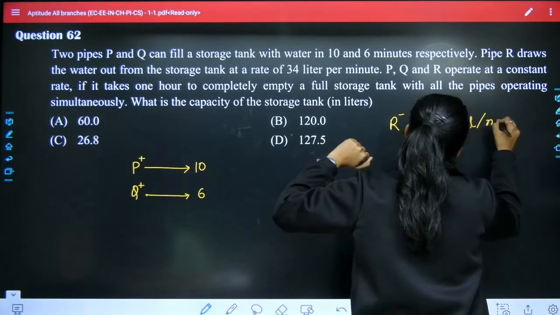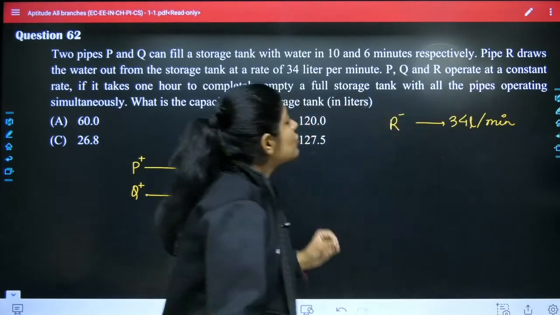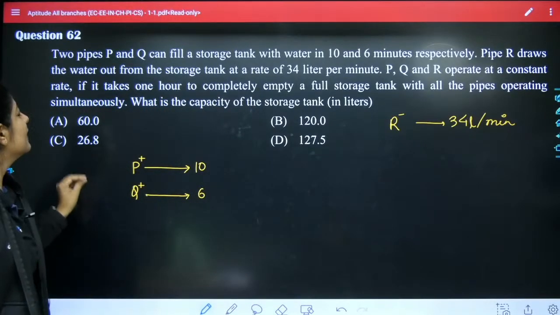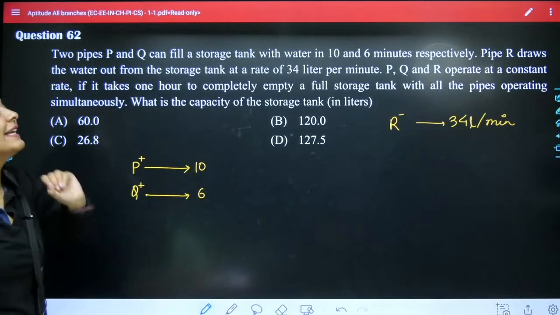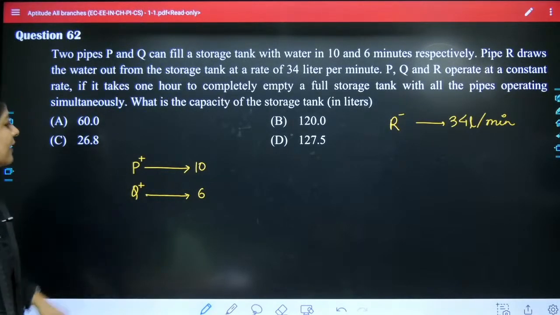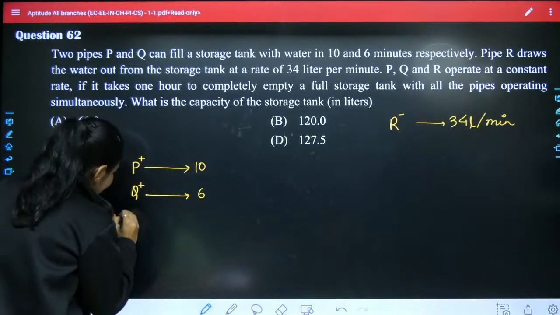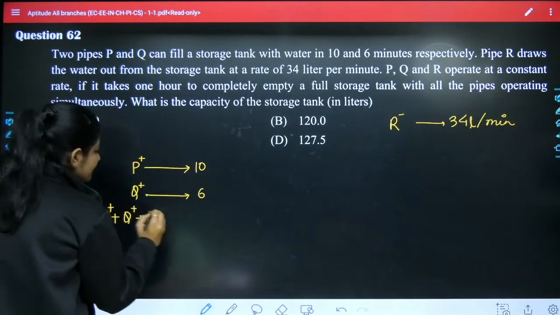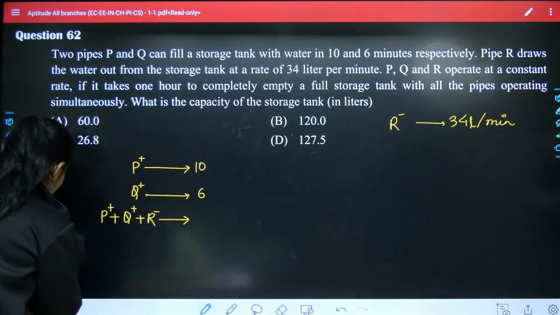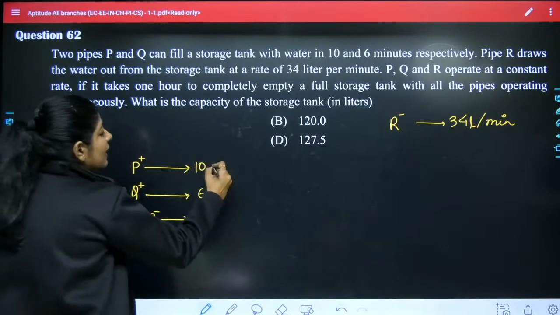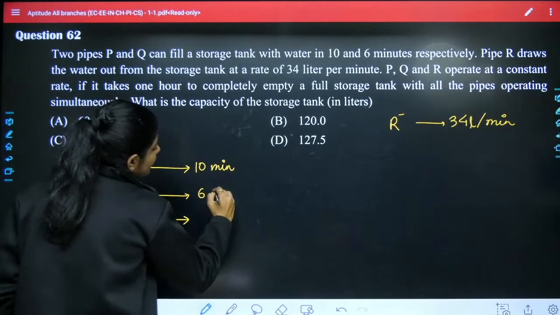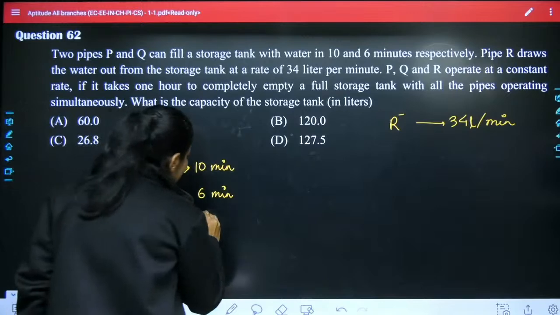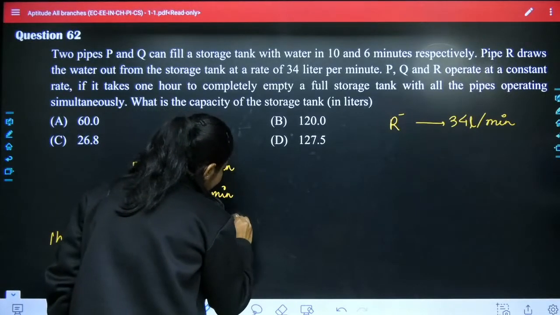It is also given that if P, Q and R operate at a constant rate, it takes 1 hour to completely empty the full storage tank. If all three pipes, P, Q and R, are opened simultaneously, they will take 1 hour. This data is in minutes, so we need to convert 1 hour into minutes. They will empty the tank in 60 minutes.